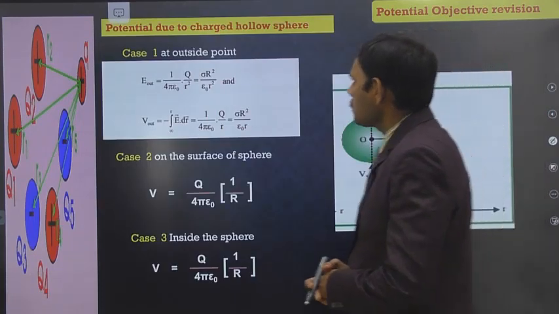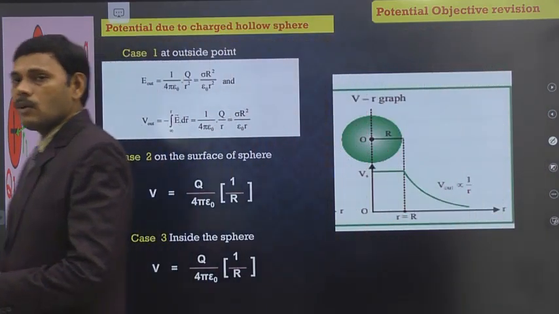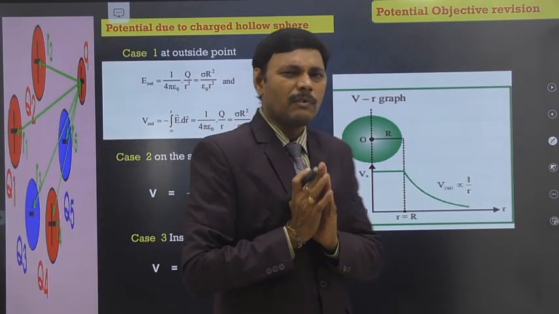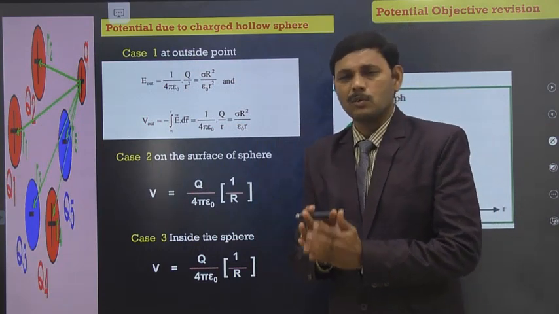So comes the next case, potential due to a hollow sphere. Potential due to a hollow sphere and a solid sphere are the most important cases from the objective point of view.